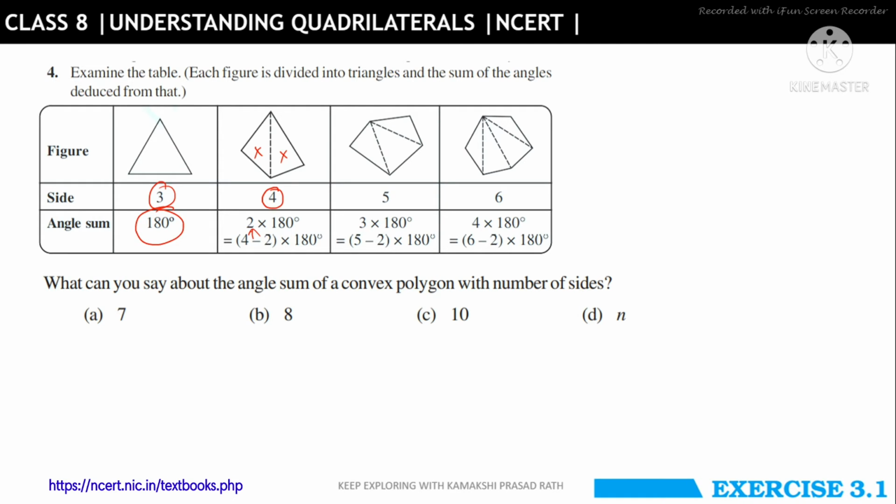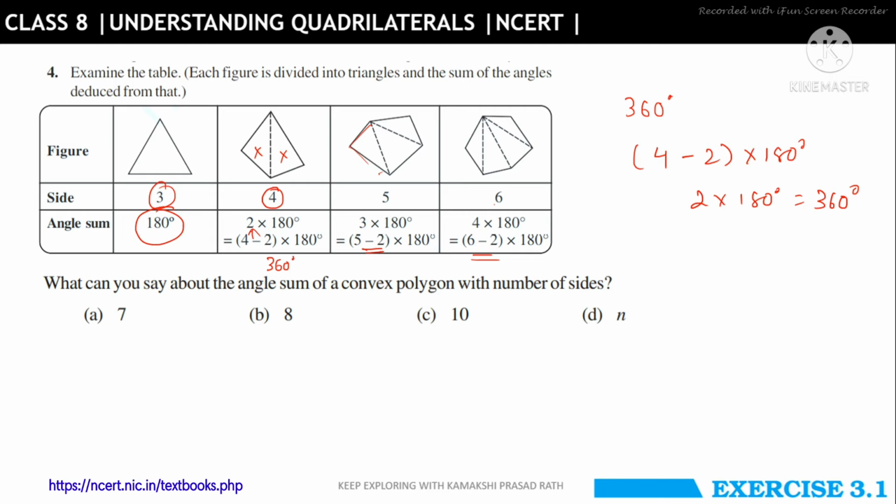So 180 into 2 we get 360 degree. So here again, if the number of sides is 5, 5 minus 2; 6 sides, 6 minus 2 to get the sum of the angles. We have already seen for a quadrilateral that the sum of the angles is 360 degree. If I use the same formula, a quadrilateral has 4 sides, so 4 minus 2 multiplied by 180. 4 minus 2 is 2, multiplied by 180, that means 360. So simply, we can see how many triangles are made inside the figure, and you just have to multiply by 180.